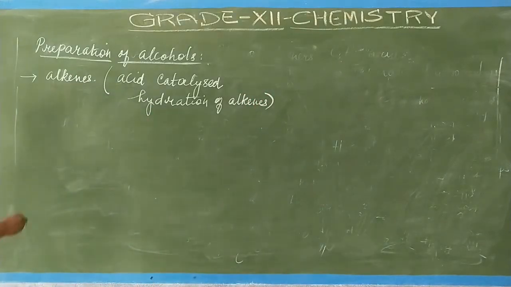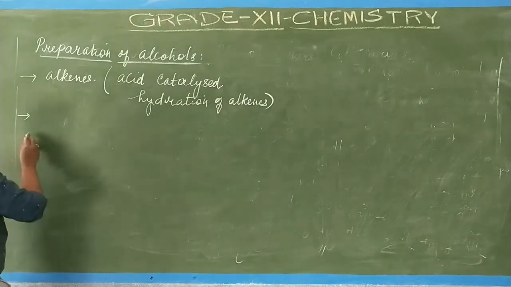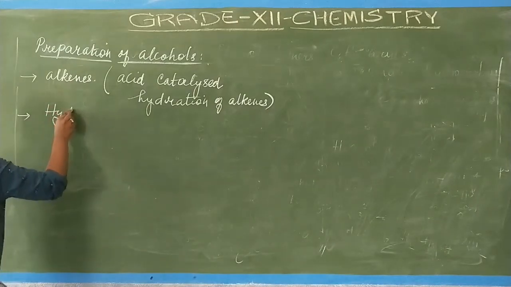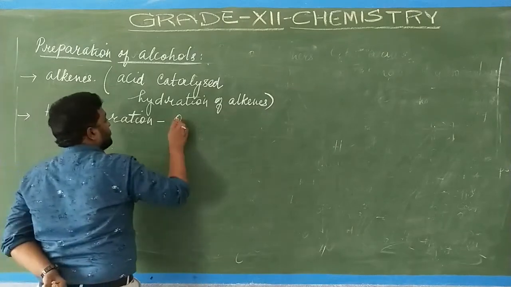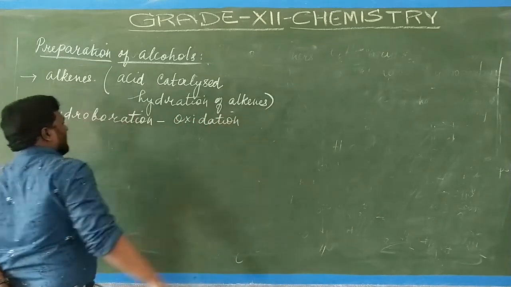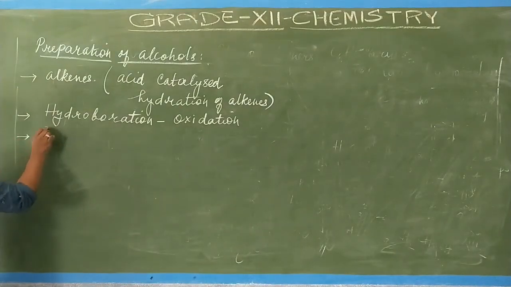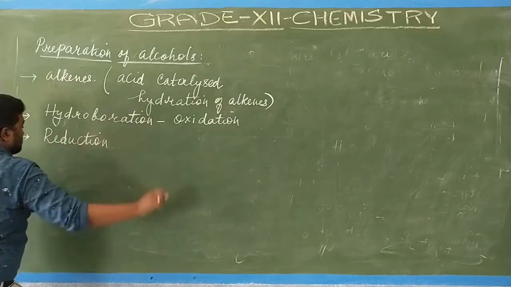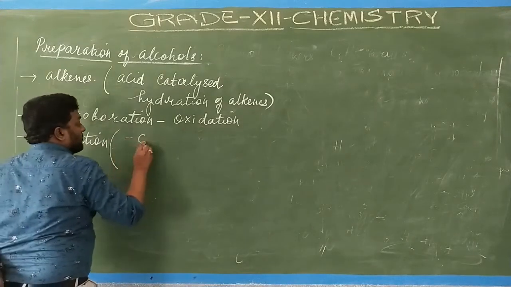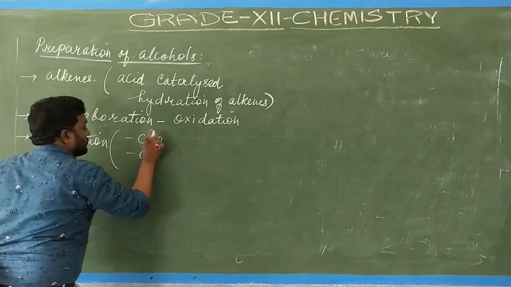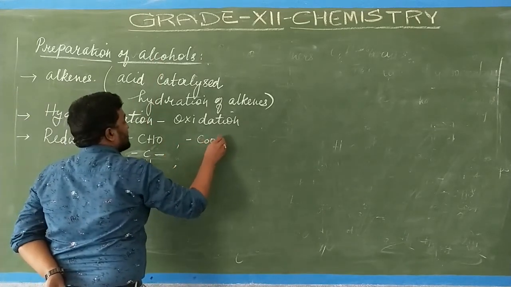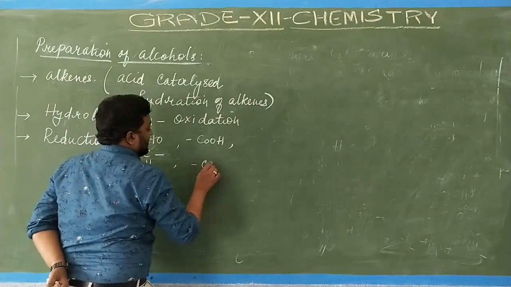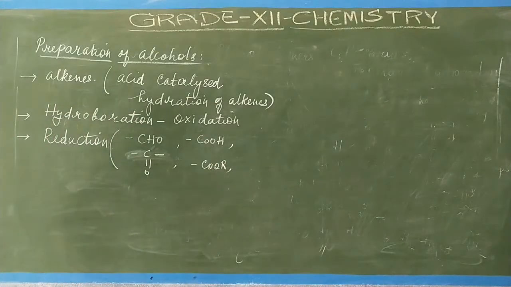Acid-catalyzed hydration of alkenes is the first method. Second method, reduction: from aldehyde, ketone we get the alcohols, and similarly from carboxylic acid we can get the alcohol, and from ester we can get the alcohols. Okay, so by the reduction method we can prepare alcohols.